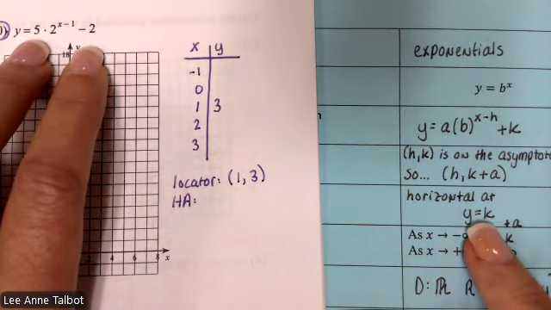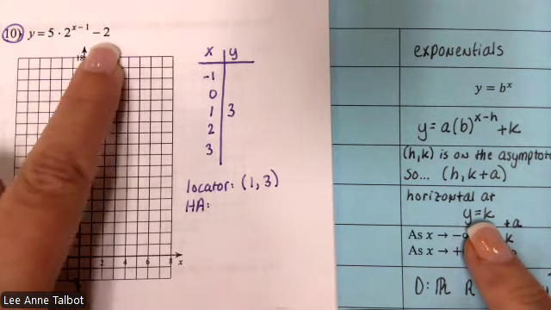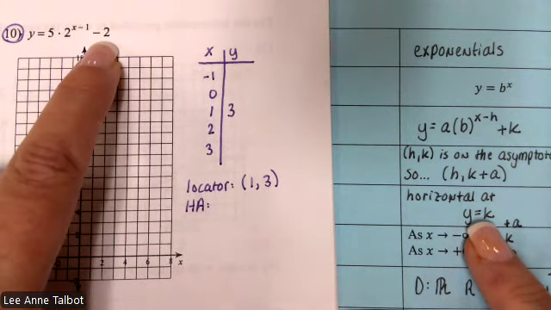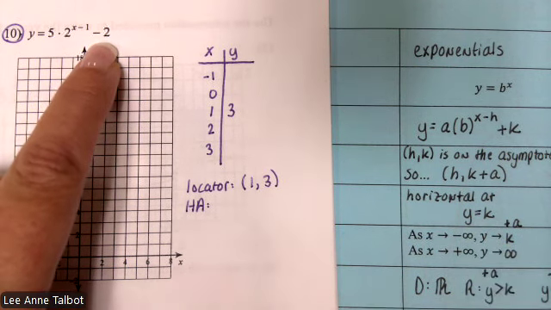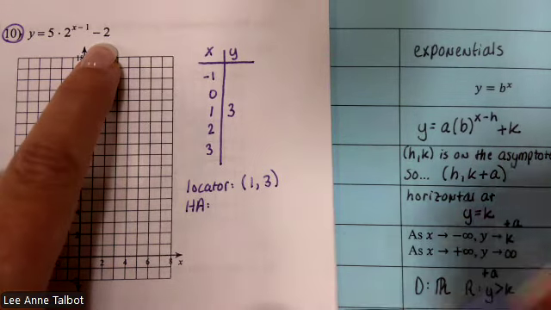And then horizontal asymptote at y equals, wait, we did this wrong. No, we didn't. It's just, okay.